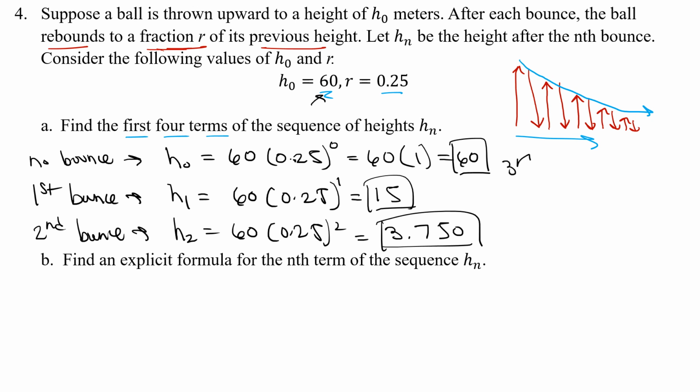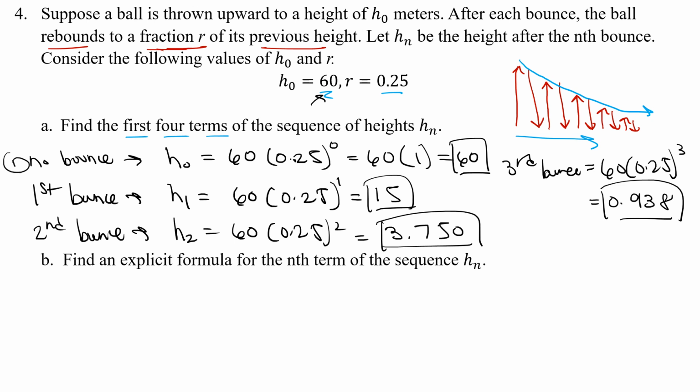All right, well, what happens with the third bounce? This time you would simply raise that to the third power, and we end up getting 0.938. So this is the first four terms that we would get in that particular sequence. And it makes sense that the values are dropping, because the height of each of the bounces gets smaller and smaller each time.